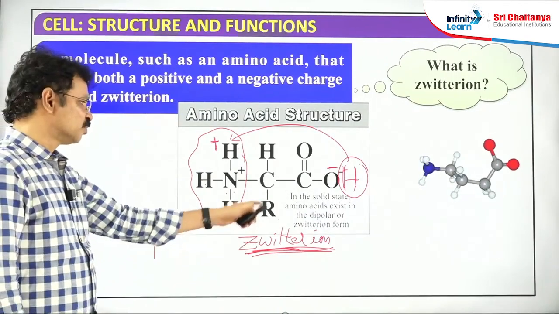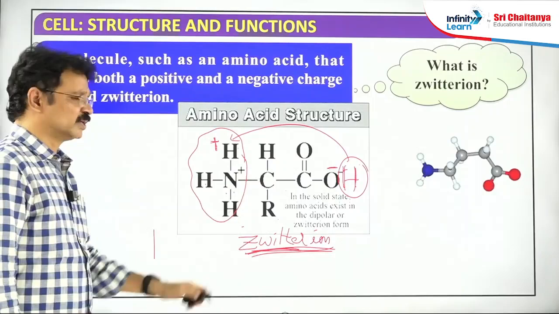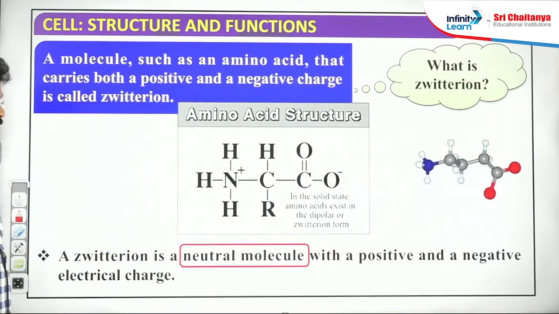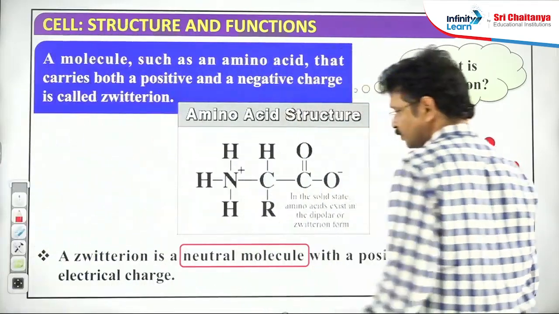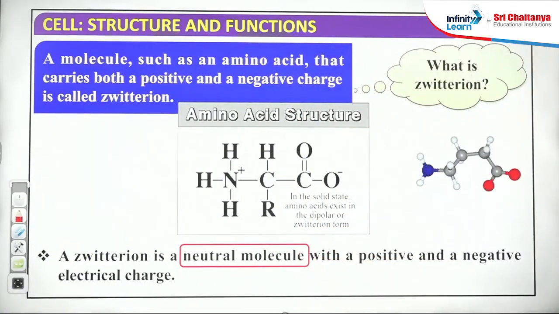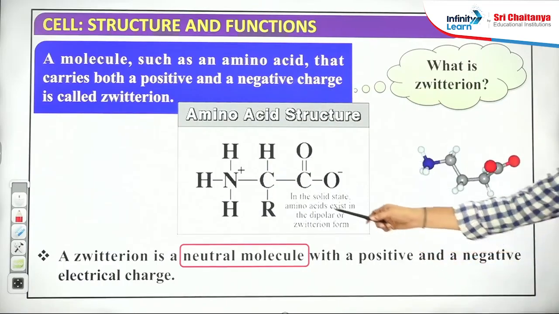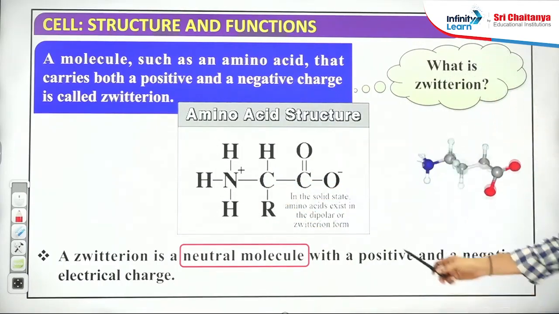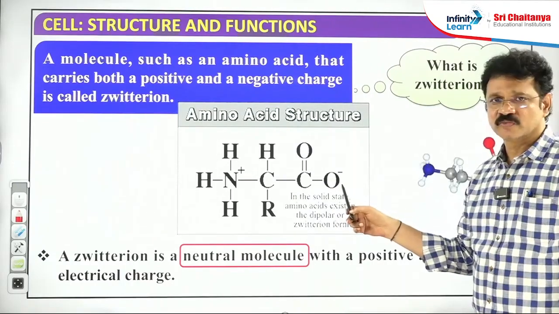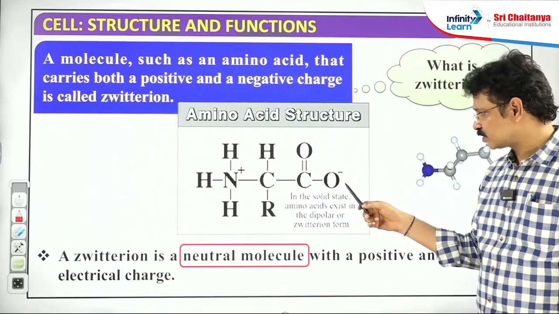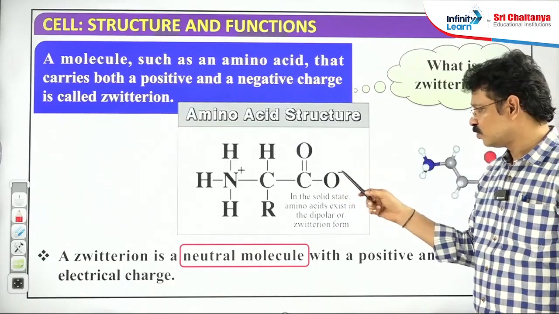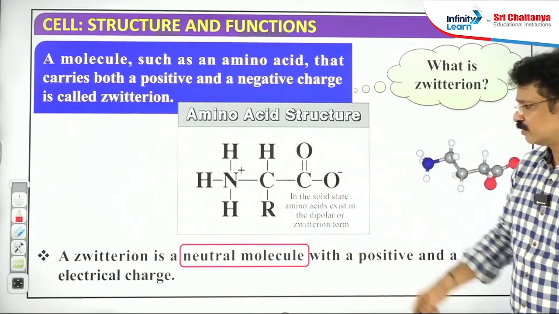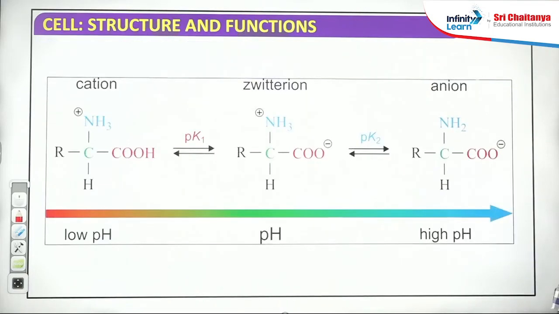Whereas in zwitterions, both the charges are possible to be present at once, at a time. A zwitterion is a neutral molecule due to the presence of both the positive and negative electrical charges. The positive charge contributor is the NH3 plus group, the amino group. The negative charge contributor is the COOH group. When it loses one H plus, it becomes COO minus. Both the charges are there within a single molecule to get neutrality.